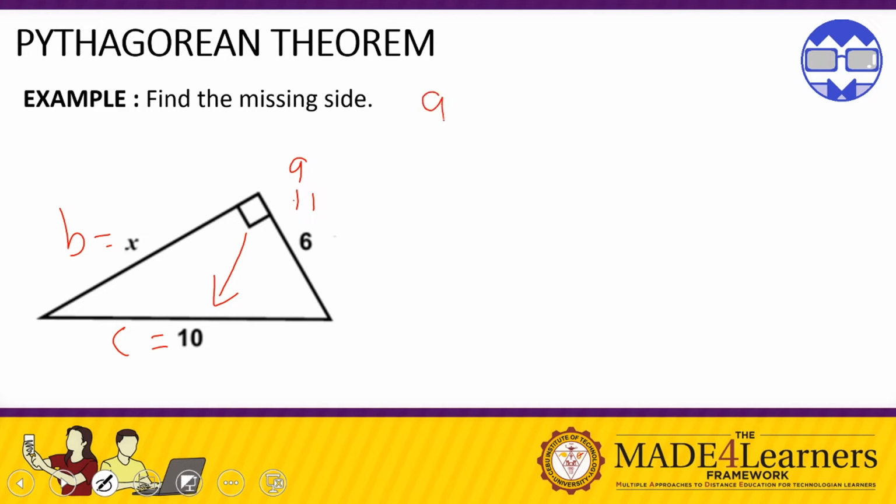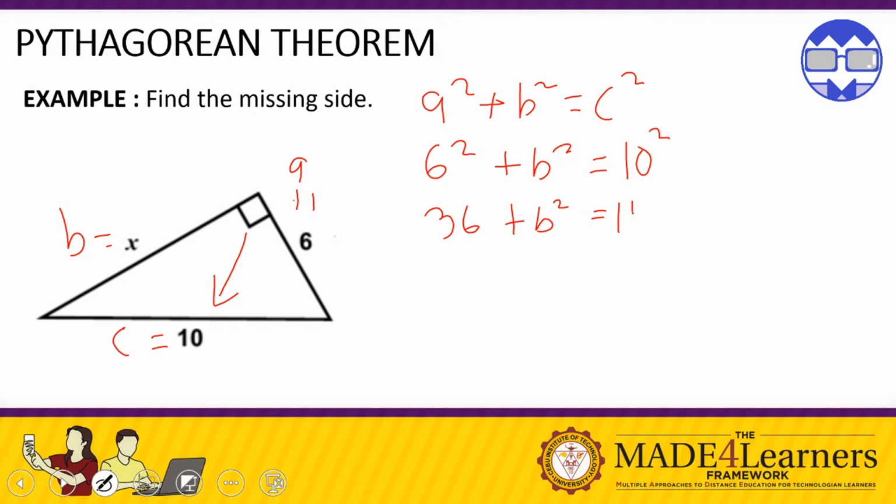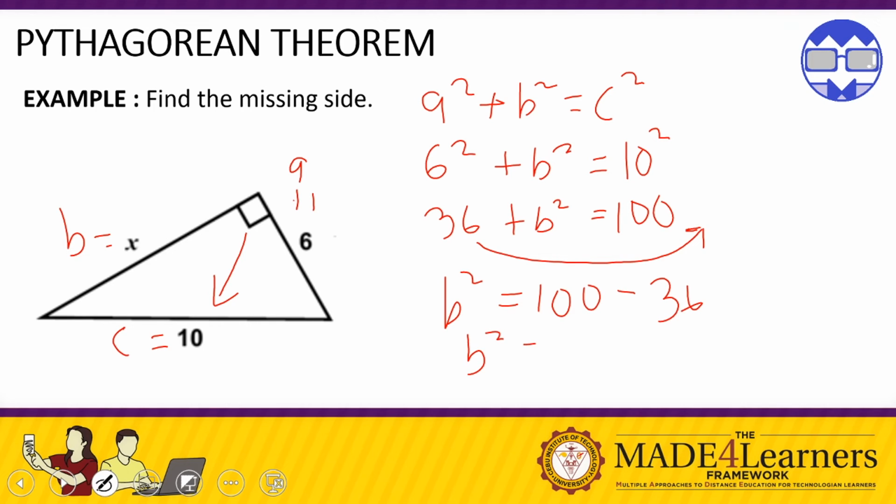We know that the formula is A squared plus B squared equals C squared. Then using substitution, our A is 6, so 6 squared plus B squared equals C, which is 10 squared. So we'll have 36, since 6 squared is 36, plus B squared equals 100. Then using the properties of equality, the sign will be changed, so we'll have B squared equals 100 minus 36, which gives us B squared equals 64. Am I right? Yeah, it's 64.